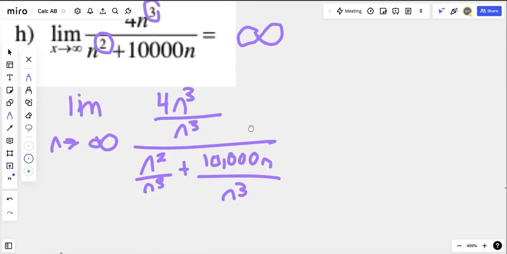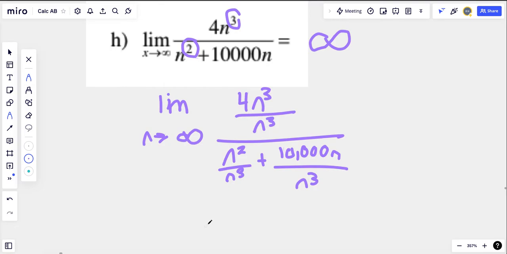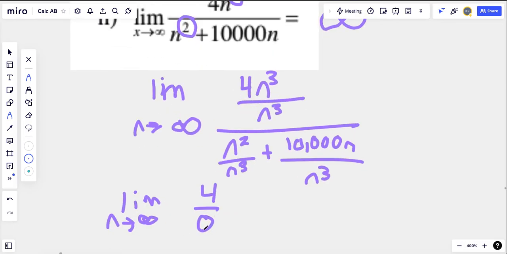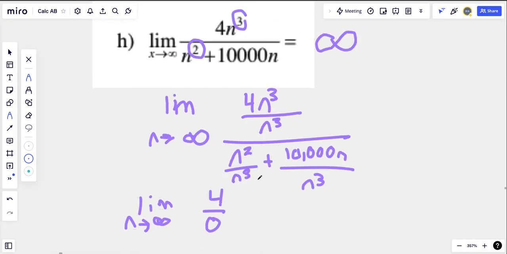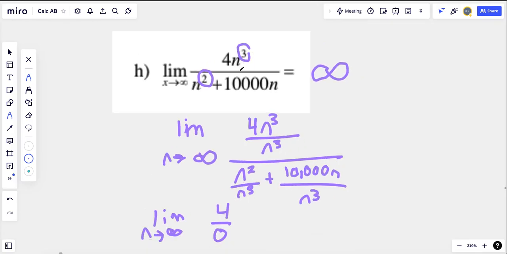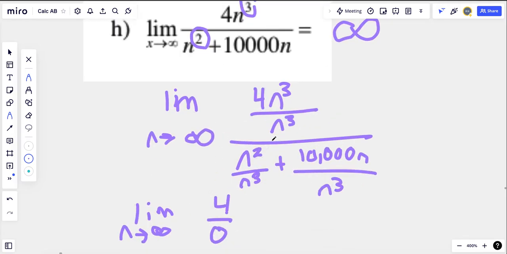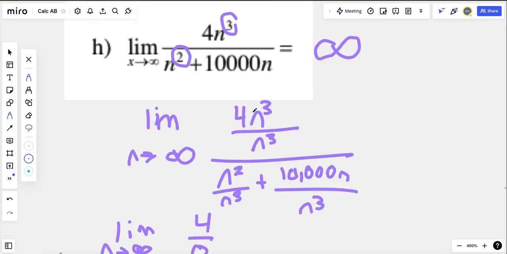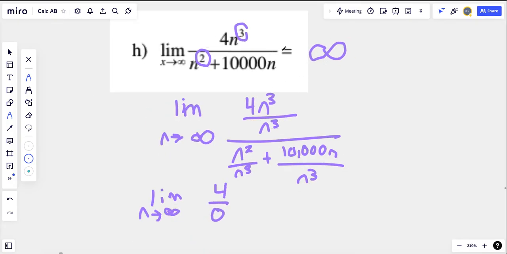So it just simplifies down to 4 on the numerator over 0. And the reason we say that this is infinity is because in this context we can just compare the degrees and see that as we are approaching a positive infinity, we must be approaching a positive infinity because our numerator is going faster, so we're approaching infinity.